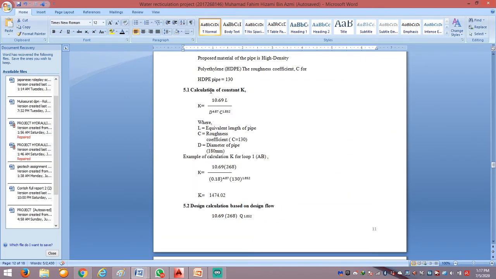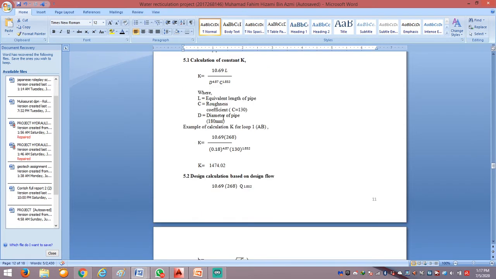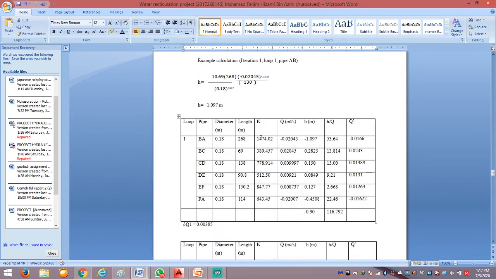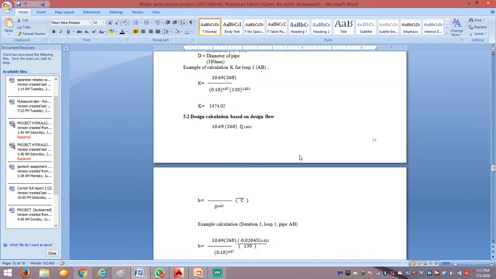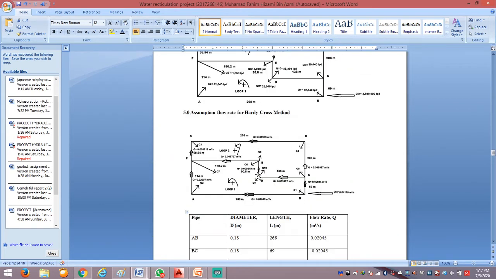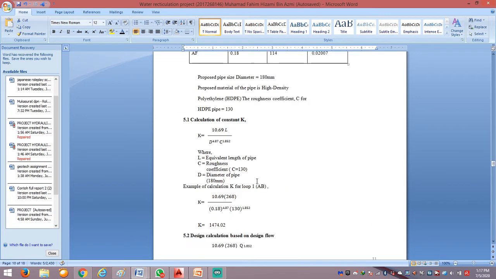iteration. This is my calculation for constant K. The formula I took is from the slide. This is the K and this is the Q that I assumed before. The negative or positive depends on the direction. As you know, I assume the anti-clockwise is positive, so what direction is not following it will be negative.